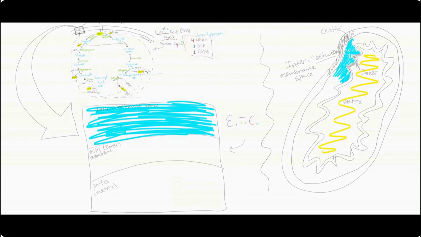Sound good? All right, so this is the mitochondrion. Outside of the mitochondrion, we have the cytosol and all the other organelles that are floating around. Make sense? Okay, so now that we have a little bit more orientation, let's go ahead and dive into the electron transport chain, all right?